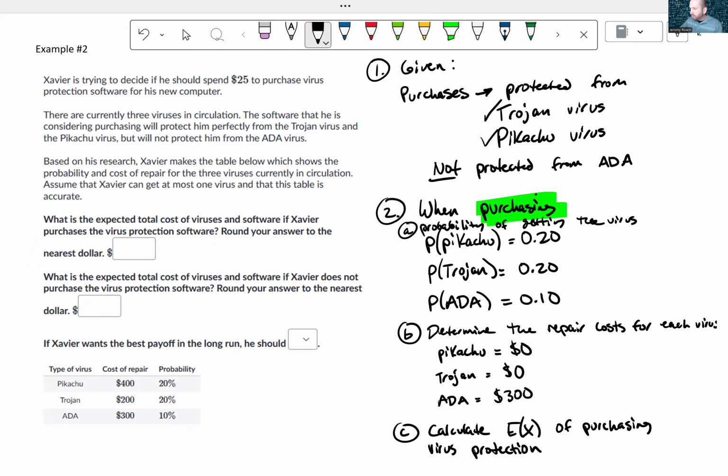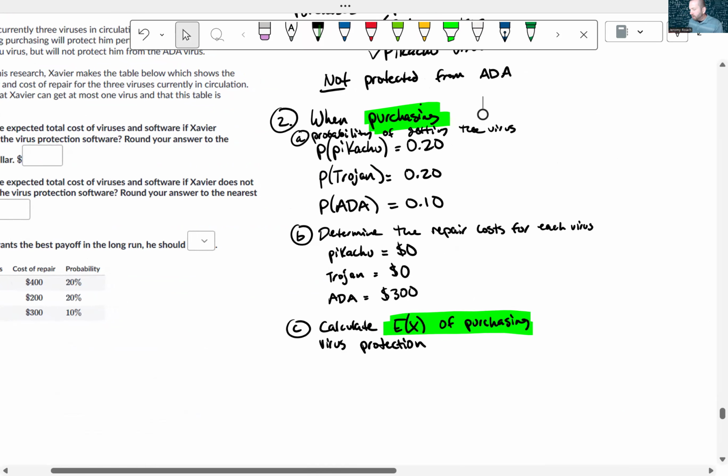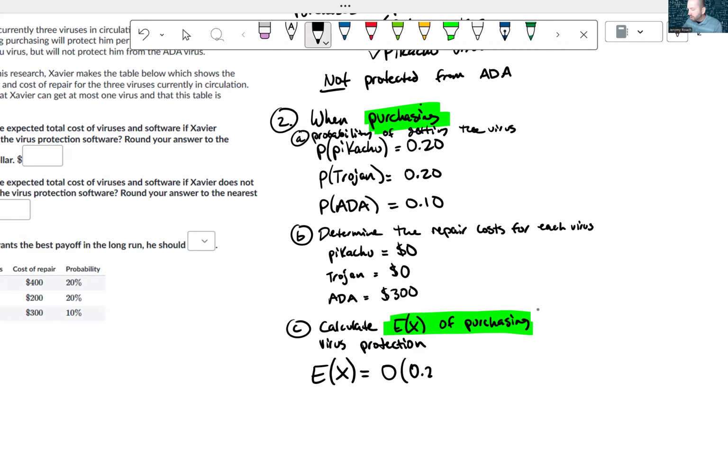Okay, so when we purchase virus protection, we now have the probabilities of each virus and the cost of each virus. So the expected value is equal to, we'll do the Pikachu virus first. That would cost him $0, and he has a 20% chance of getting that. If he got the Trojan virus, that would cost him $0, and he has a 20% chance of getting that. And if he got the ADA virus, that would cost him $300, and he has a 10% chance of getting that.